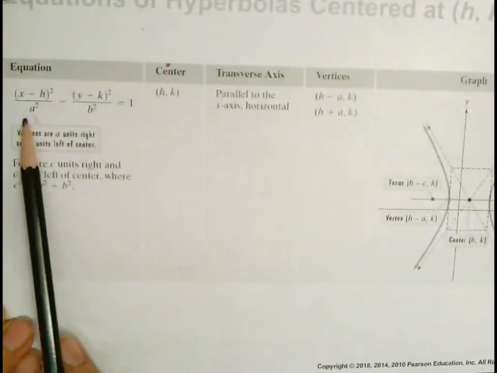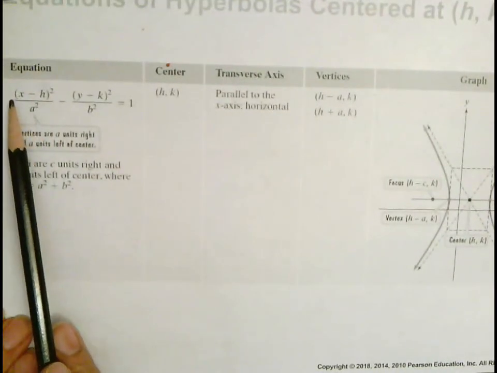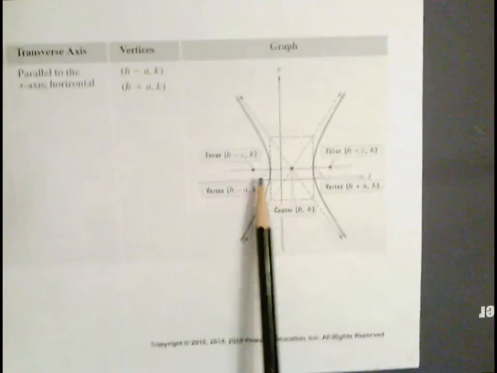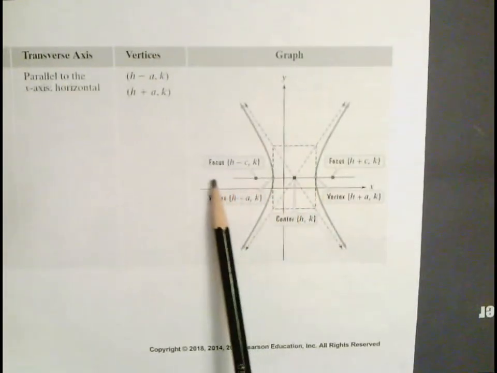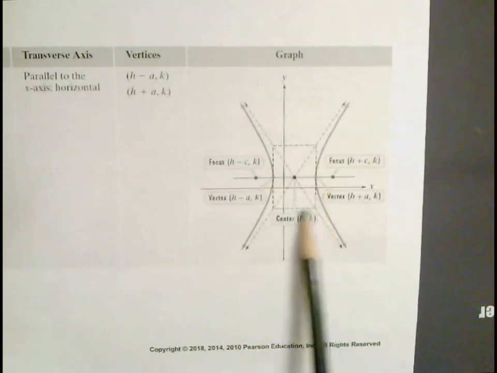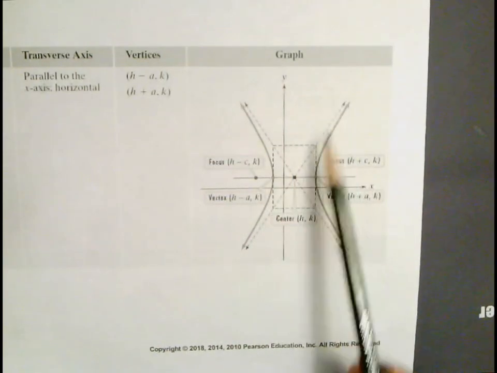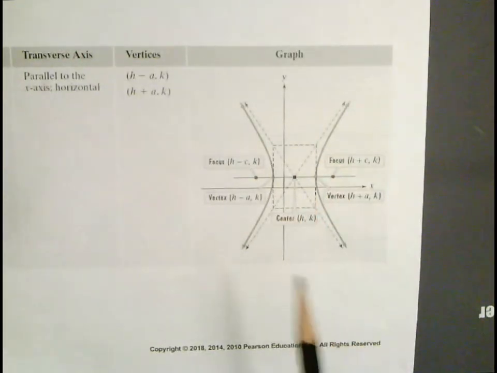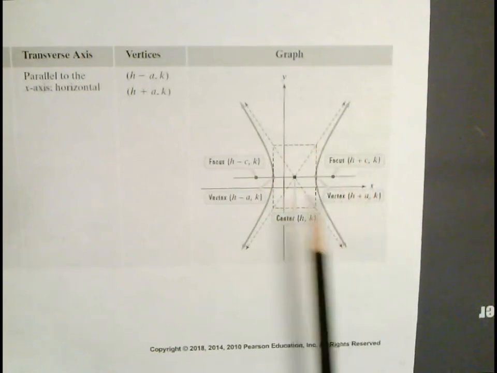See the a squared, let me go over here. You see the a squared is by the positive term here. So we're going to have a horizontal transverse axis here. And you see horizontal, see how the branches are opening, left and right. See the little dashed rectangle, the diagonals that are dashed. Everything is dashed. It's not a part of the graph, but we're using these to help us determine how close together the branches of the hyperbola will be.